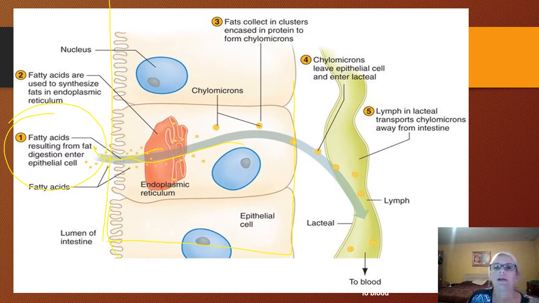The endoplasmic reticulum of these cells, of the epithelial cells, use the fatty acids to resynthesize fat molecules similar to the ones that were digested. Okay, so they kind of mix them up, put them back together. So the fat then collects in clusters, and that becomes surrounded by protein. The larger molecule now is a lipoprotein, so lipid and protein, fat and protein, and we call that a chylomicron. Okay, that is here.